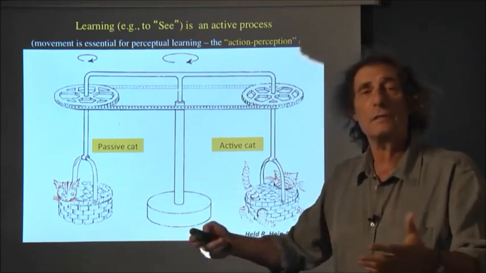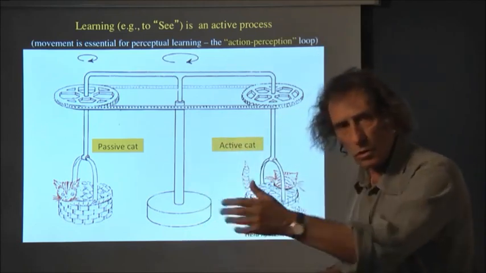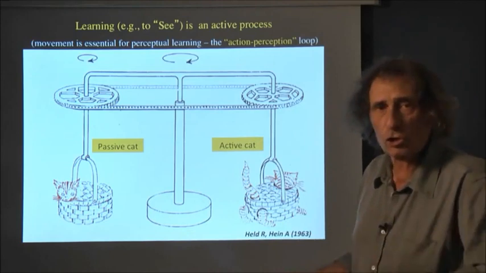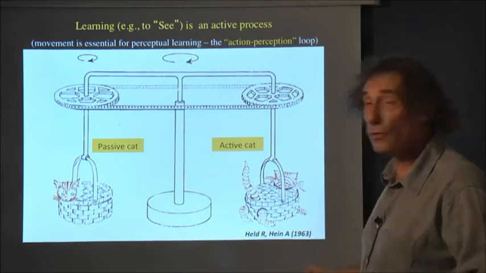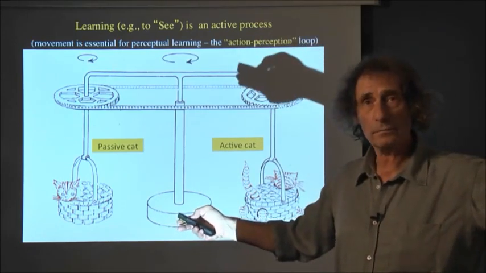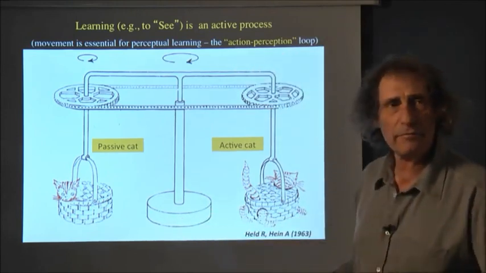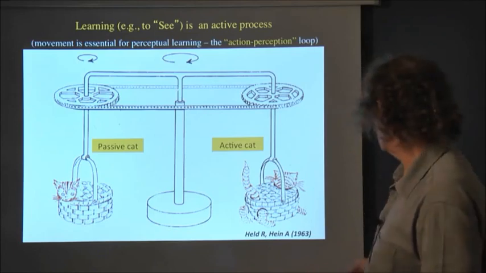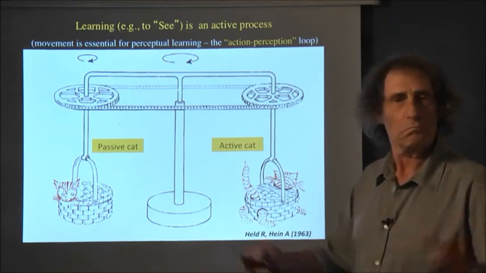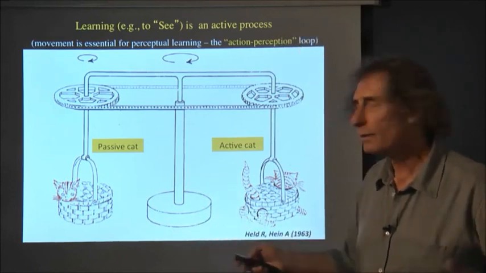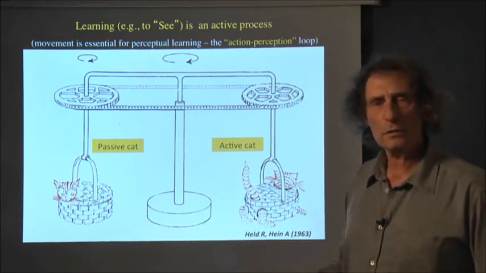He behaves as if he doesn't see. He goes into the wall, he falls on stairs. He is a functionally blind cat, although nothing is wrong with his brain. Nothing is wrong with his brain. He is functionally blind. The other cat behaves completely normally. He sees the world. This is quite shocking, isn't it?